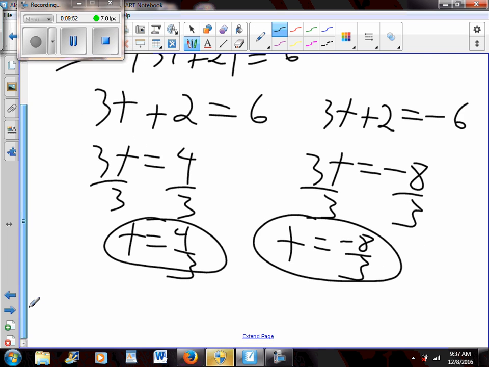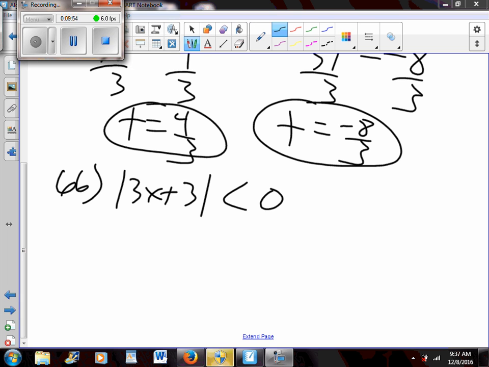All right. Okay, problem 66. The absolute value of 3x plus 3 less than 0. What's the answer here? You got an answer? The absolute value of 3x plus 3 less than 0. What's the answer? Again, let me ask this again. The absolute value of 3x plus 3 less than 0.